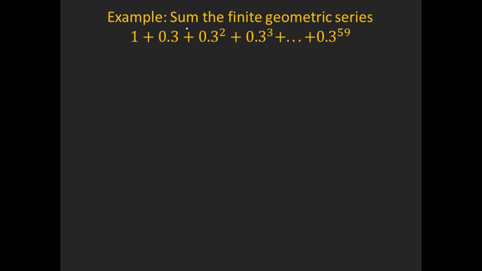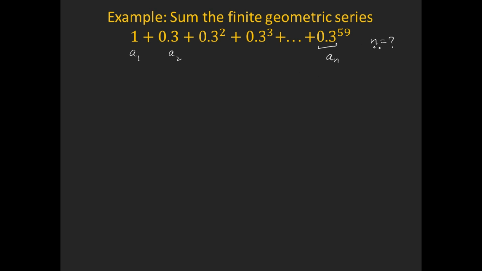Dear students, in this example, we are to find the sum of the given finite series, and this is a geometric series. In this series, the first term, second, third and so on are given, and the last term is also given. The last term is 0.3 power 59. So this is the nth term because we do not know the number of terms in this series. How many terms are there in this series we do not know. So what is n? That is not known.